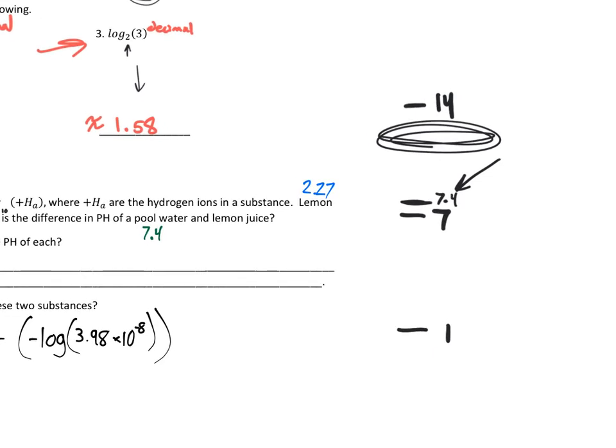Meanwhile, lemons are all the way down here, very acidic. Doesn't mean they're going to burn through your skin or burn through your carpet if you drop it on your house. It's just a level of hydrogen ions that they have.